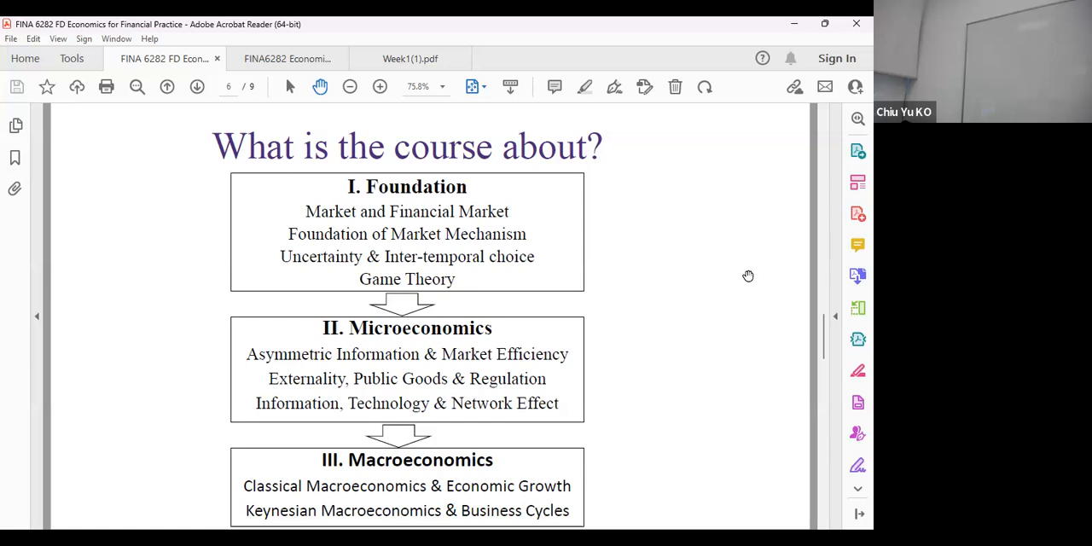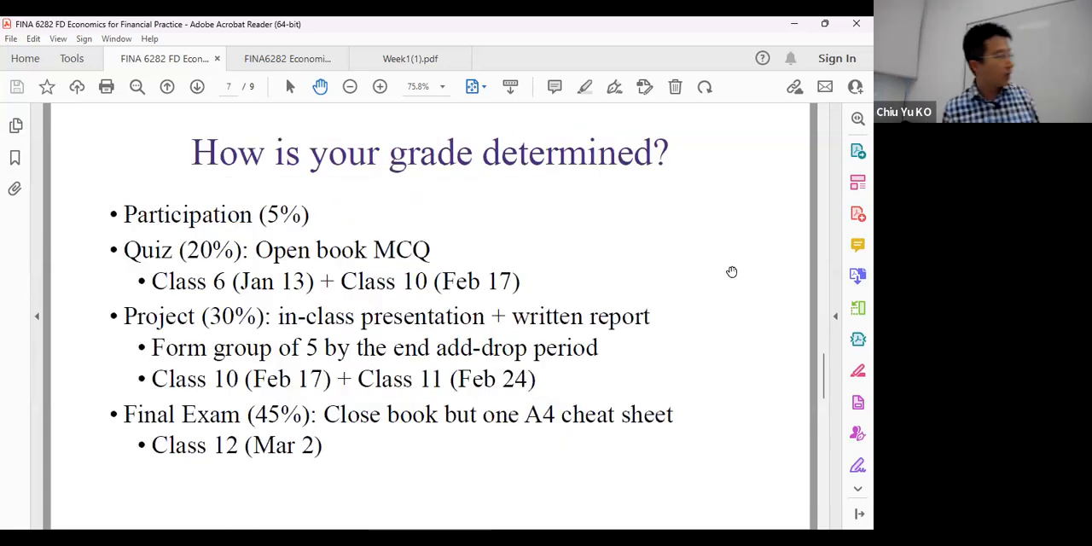And then after that, we talk about information technology and network effects, right? Hot topics involve cryptocurrency, Bitcoin, those kinds of models, if you look at the handouts. And after that, the last two classes, we will talk about standard macro: growth and business cycles. We'll try to finish one topic for each, so that will be 9 classes. And the remaining two classes will be the project.